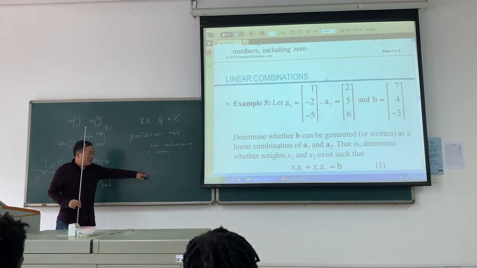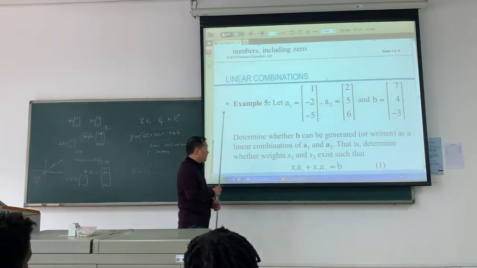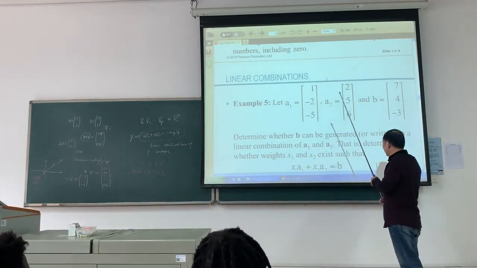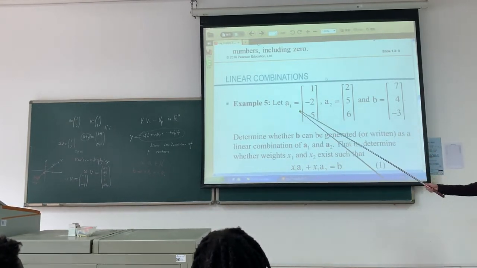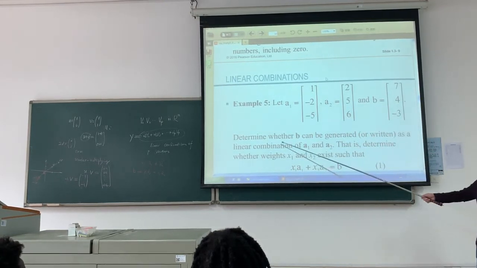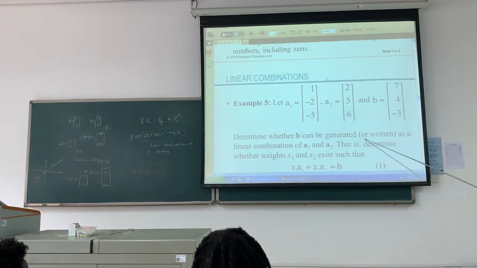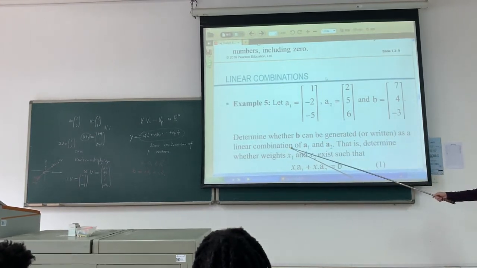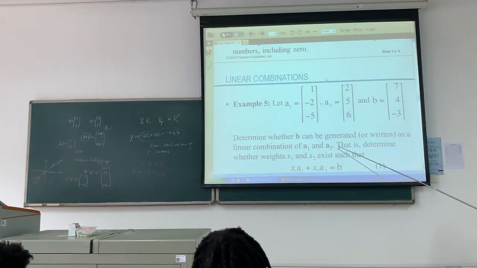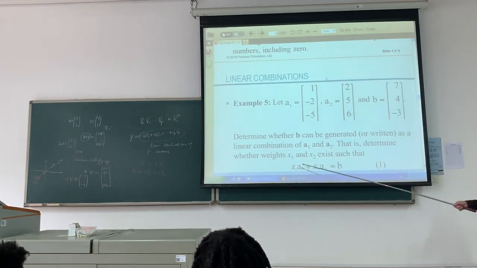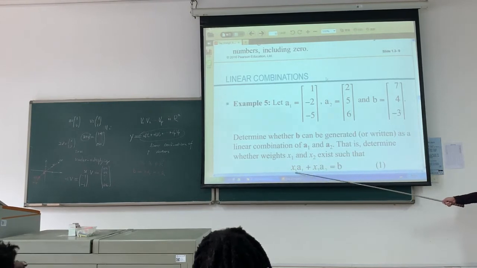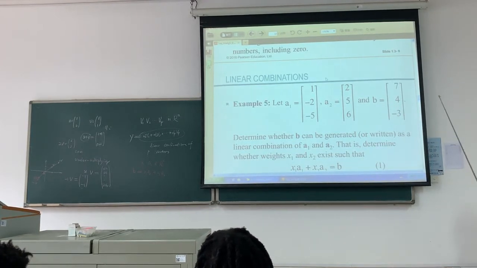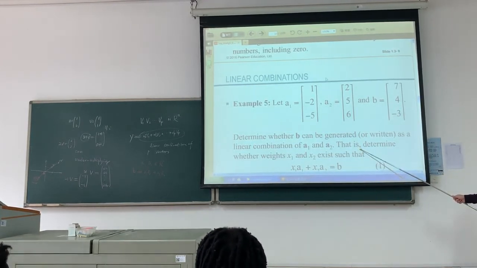Given a1, a2, and b, determine whether b can be generated as a linear combination of a1 and a2. That is, determine whether the values x1 and x2 exist such that this equation holds. Understand the problem? Yes.